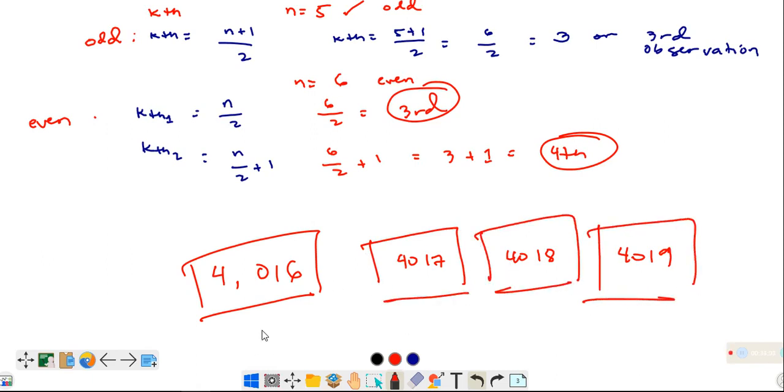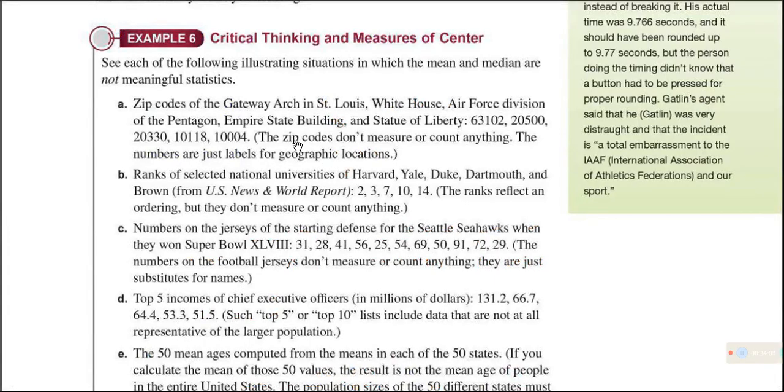Magkakasunod yan. Geographic location of the towns. Ganon din dito. So, geographic locations lang siya, labels. So, these are qualitative. So, you cannot use the mean, the median, and also the mid-range. Next, ranks.